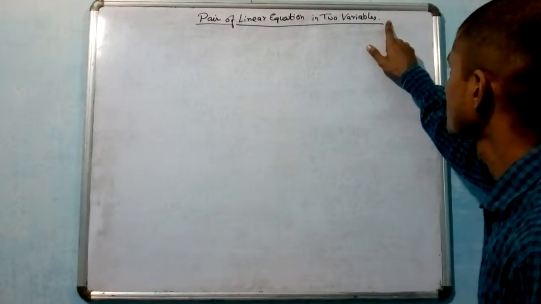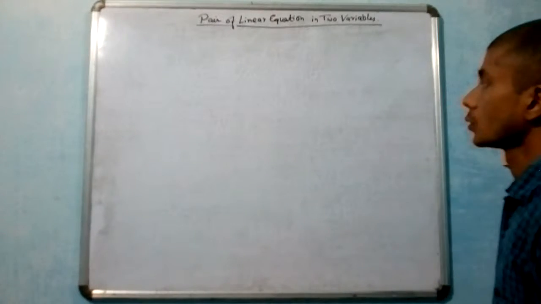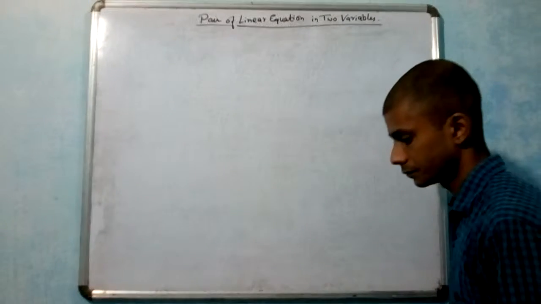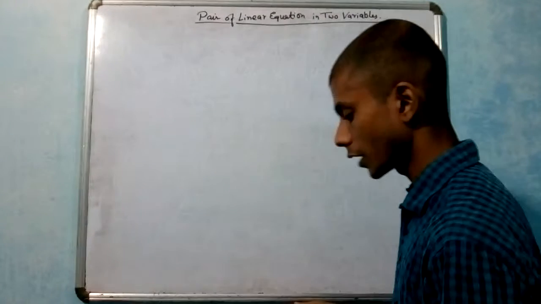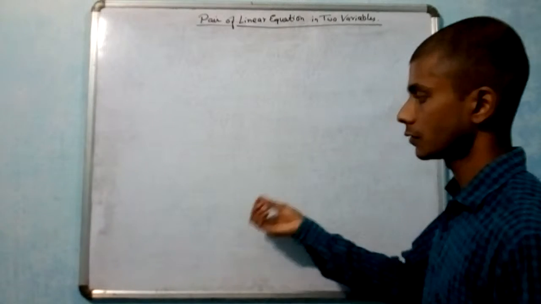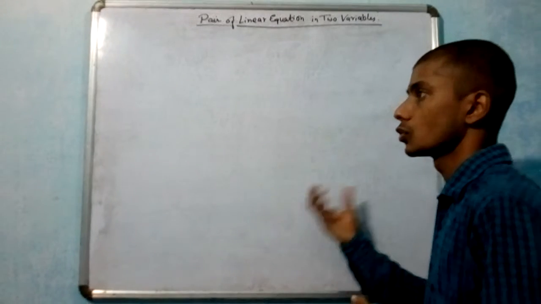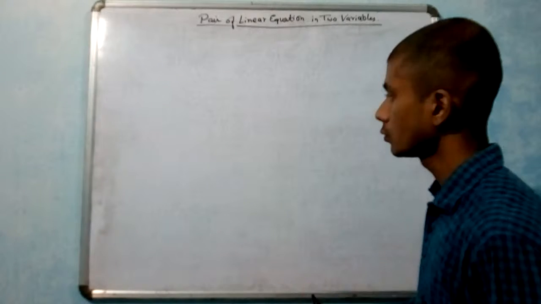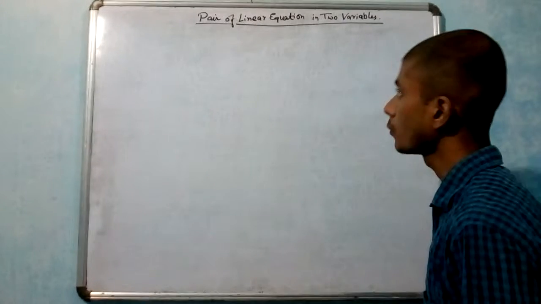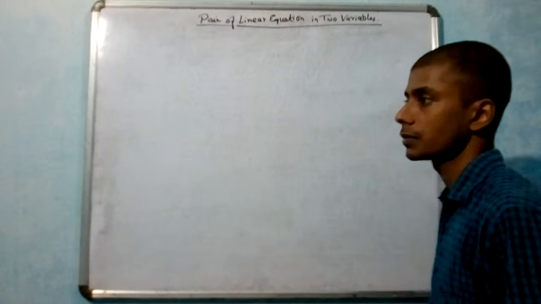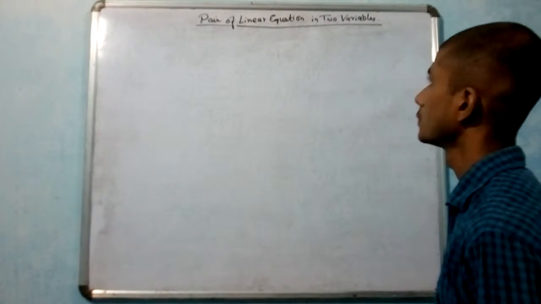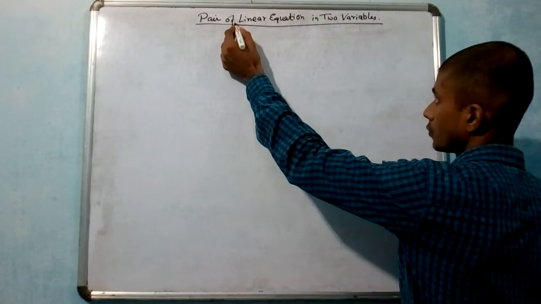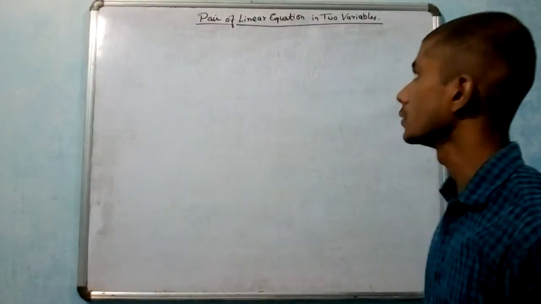in two variables. So linear equation, just before this we have studied quadratic equation. All those are actually algebraic expressions made equal to some other values, in the form of x, y, constants, and operators plus, minus, multiplication, division. So can you define linear equation? What do you understand from linear equation?